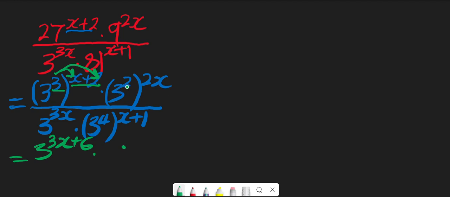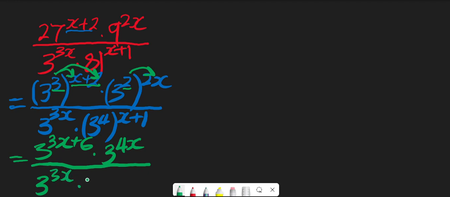Then multiplied by, here we have 3 squared. We take exponent 2 and times it by the 2x outside of the brackets. So it will be 2 times 2x. 2 times 2 is 4, meaning 2 times 2x will be 4x. So it's going to be 3 to the exponent of 4x, like this, all over. Then in the denominator, we have 3 to the exponent of 3x multiplied by 3 to the exponent of 4, we just take 4 times x and 1 outside of the brackets. So it's going to be 3 to the exponent of 4 times x, which is 4x. Then 4 times 1, it's 4.